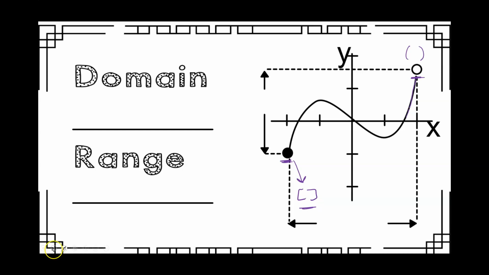Domain is going to be, as I said earlier, your x-axis, okay? So my domain is basically how wide your function is. And it's from left to right, because on an x-axis, least to greatest is left to right, just like you read a book. So domain is how wide this function is.